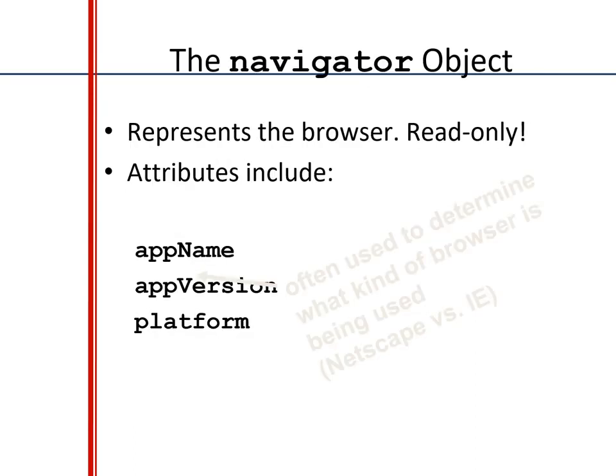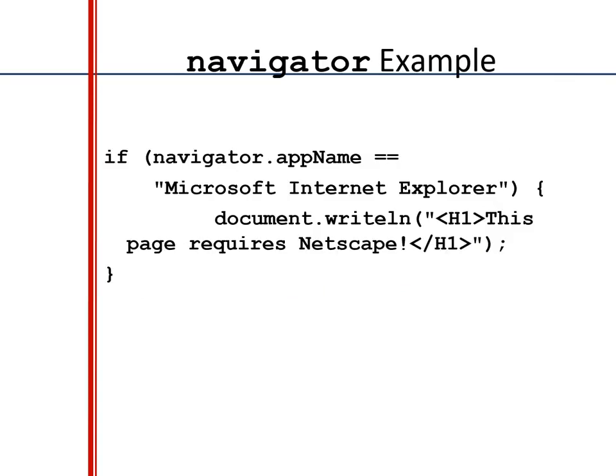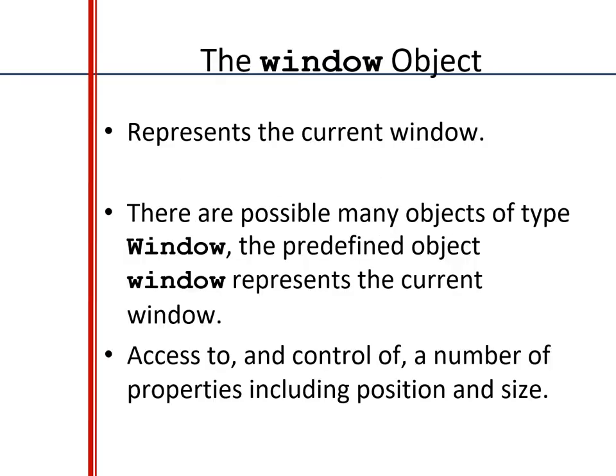The navigator object represents the browser, with read-only attributes like app name, version, and platform. For example, if you write navigator.appName, you get Microsoft Internet Explorer. This is a command. Whenever you write document.writeln, it means the next lines you have to see. Let's skip navigator. The window object can represent a current window.